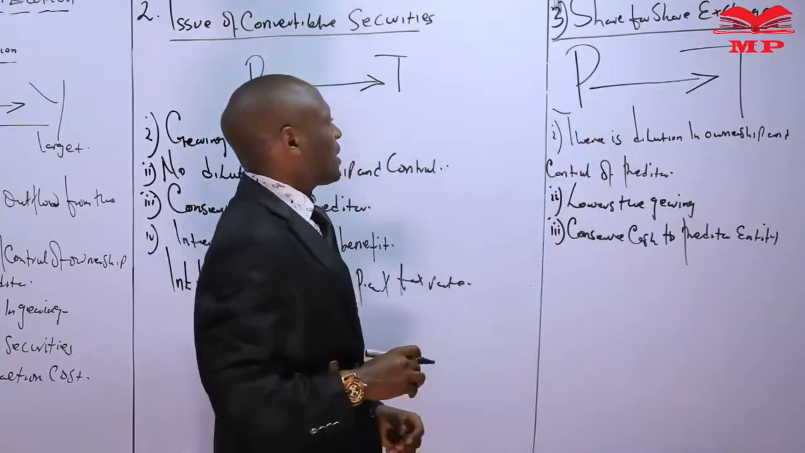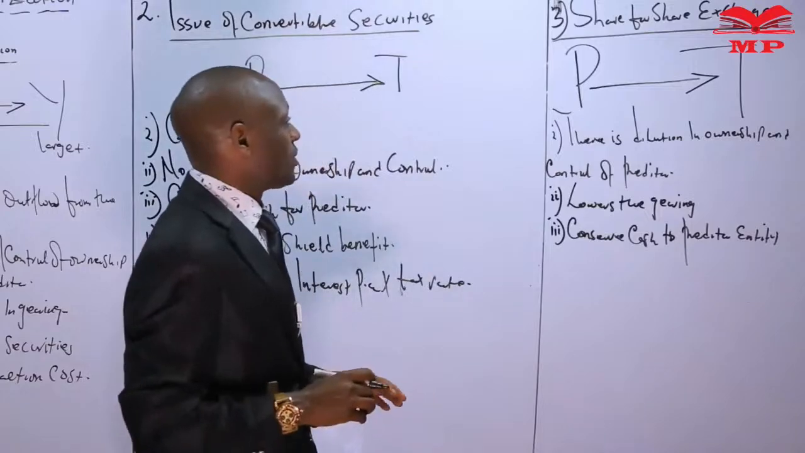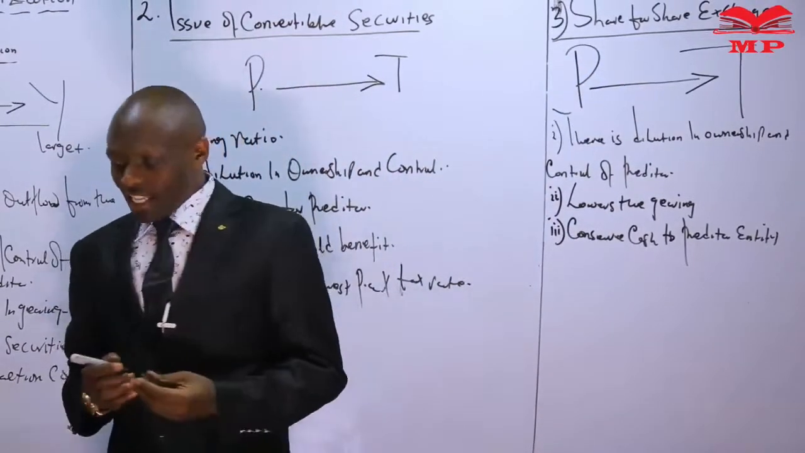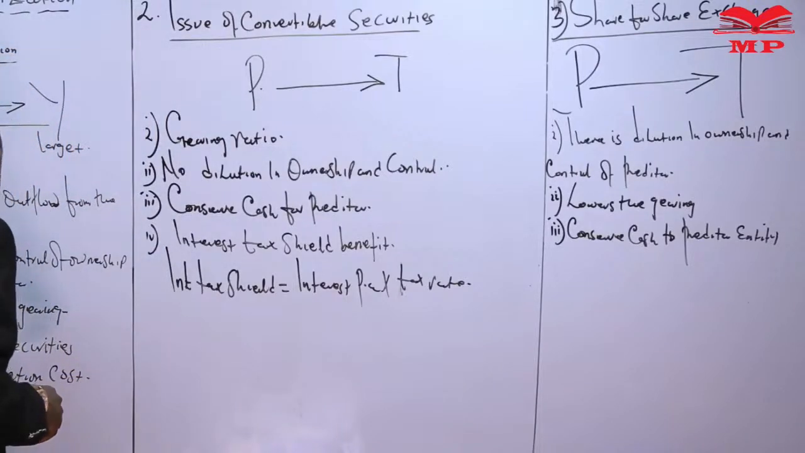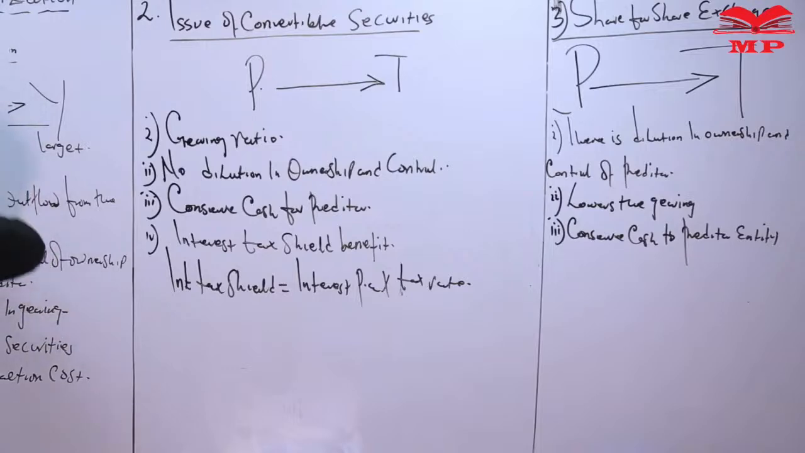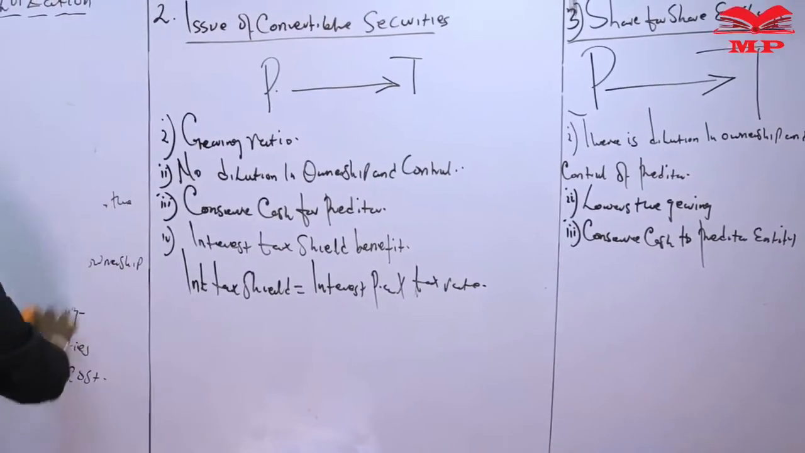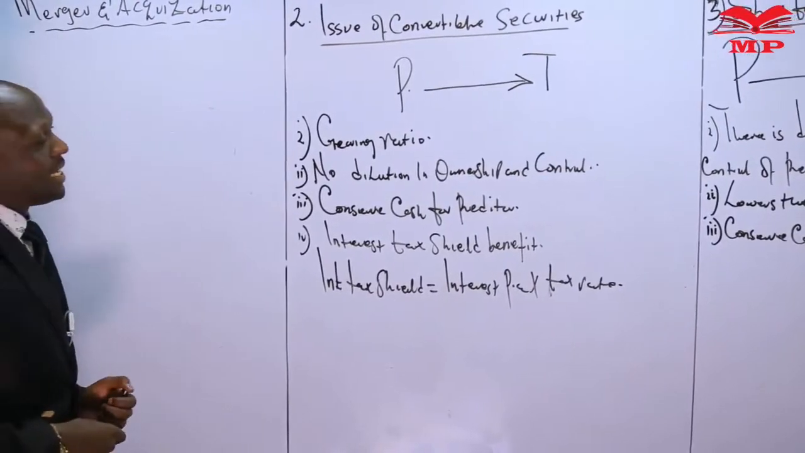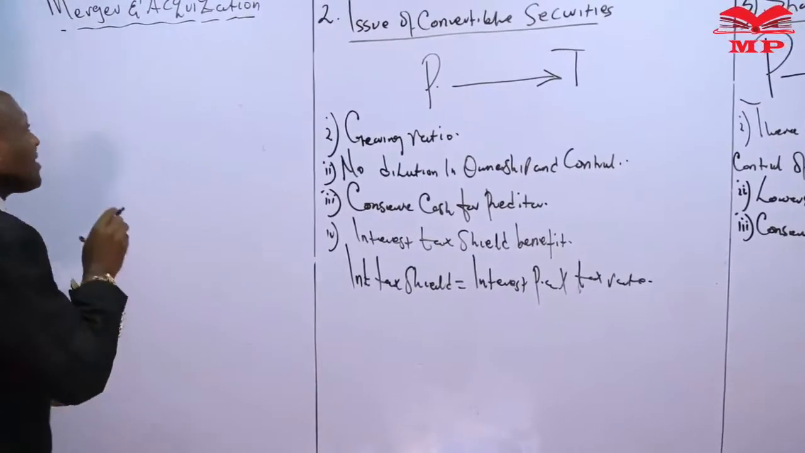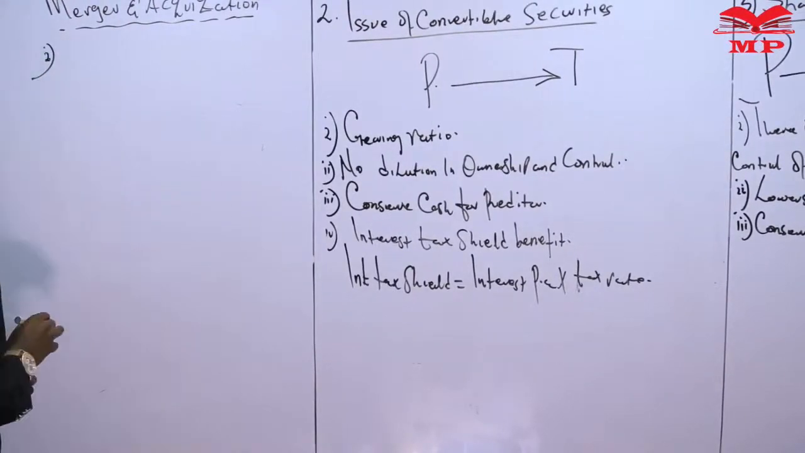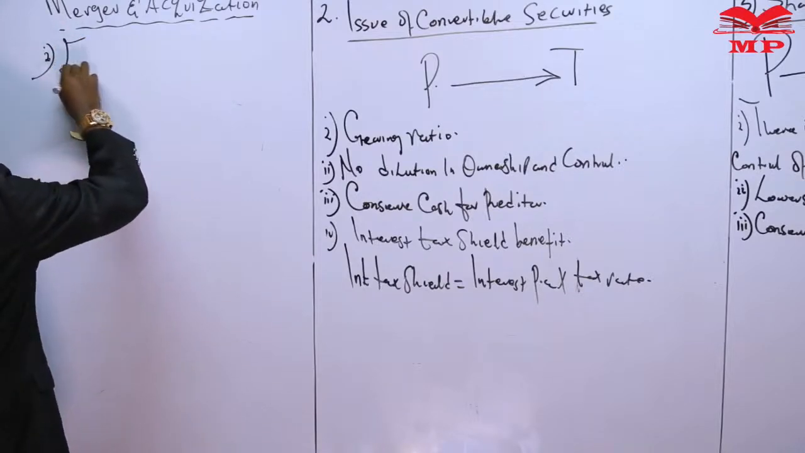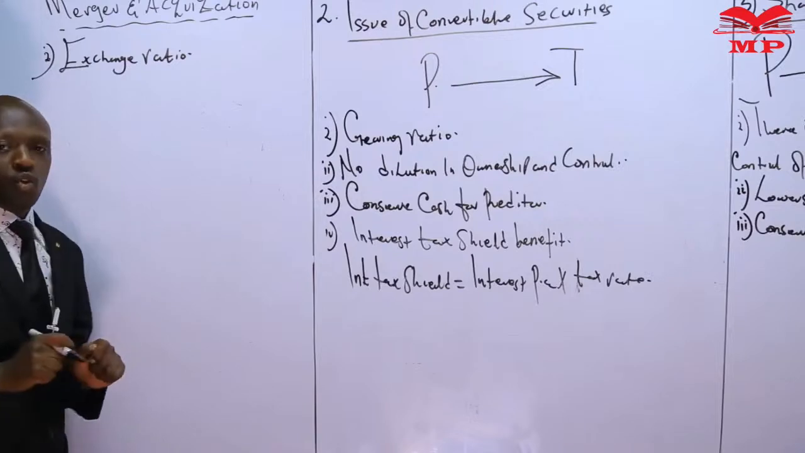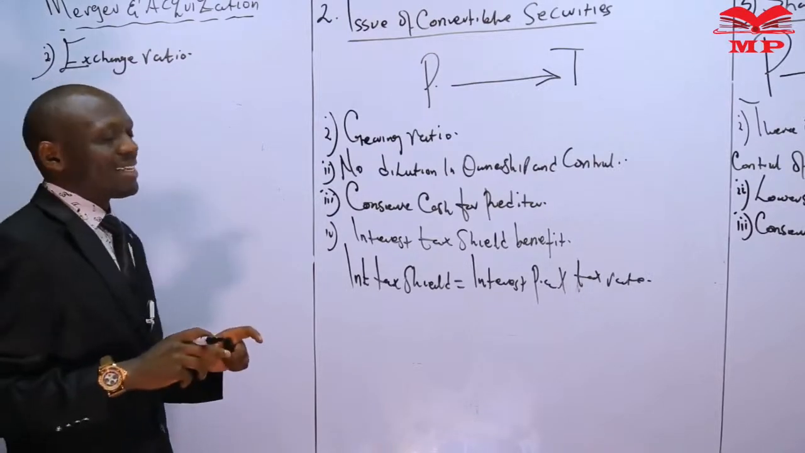Now, having understood this, there are some other aspects of merger and acquisition that we need to understand, especially when you talk of the share for share exchange. In any arrangement of merger and acquisition, there must be an agreement on exchange ratio. An exchange ratio is determined based on the market price per share for the shares in the predator entity and the shares in the target entity. So the first thing we need to understand under merger and acquisition is what is exchange ratio. How many shares should be issued by the predator for how many shares in the target?